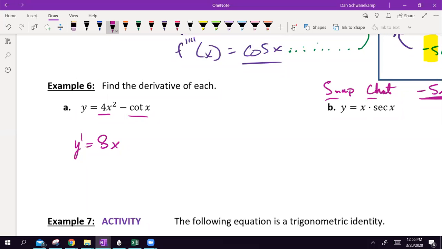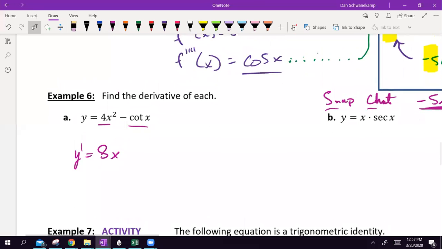Is the sign going to change? If I'm taking the derivative of cotangent, is the sign going to change? I thought these examples should be on there. If not, we're good.